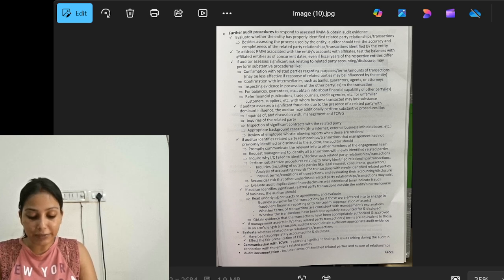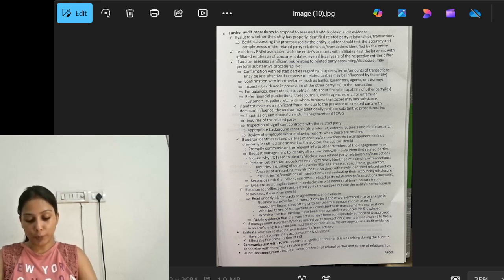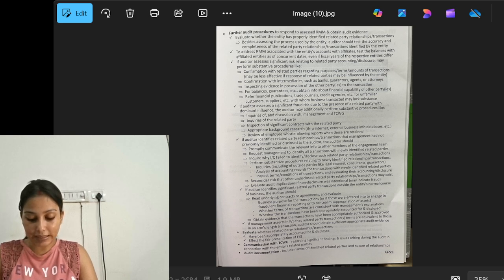Also, if the auditor identifies related party relationships or transactions that management had not previously identified or disclosed to the auditor, the auditor should promptly communicate the relevant information to the other members of the engagement team, request management to identify all the transactions with newly identified related parties, inquire why internal control failed to identify and disclose such related parties, and perform substantive audit procedures such as inquiring, analyzing, or inspecting the terms and conditions.